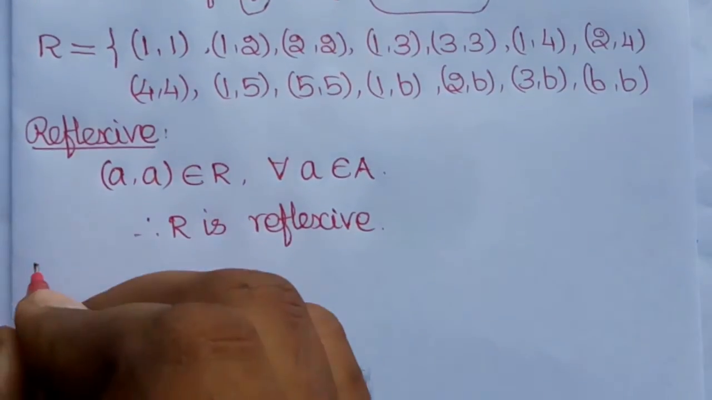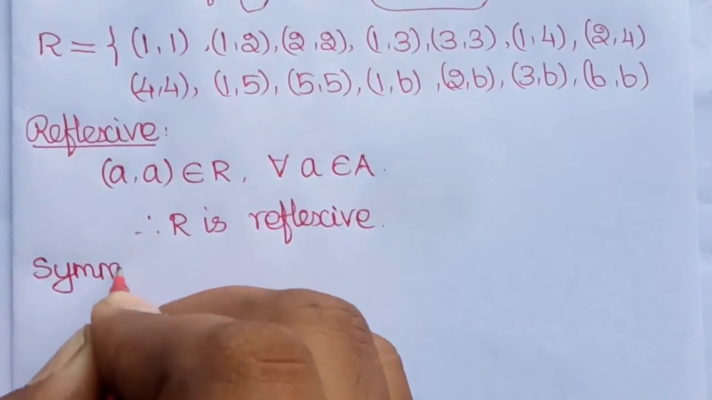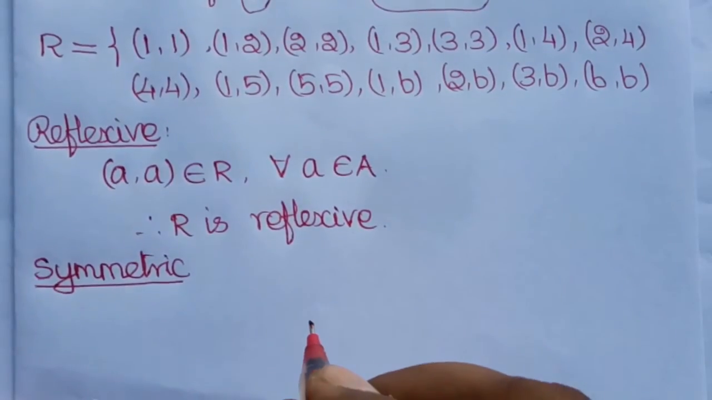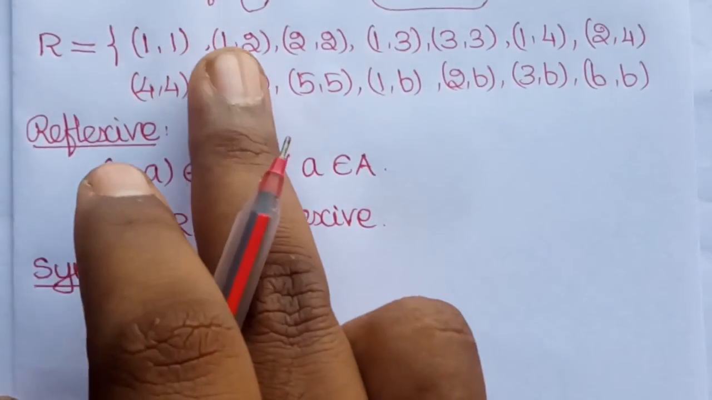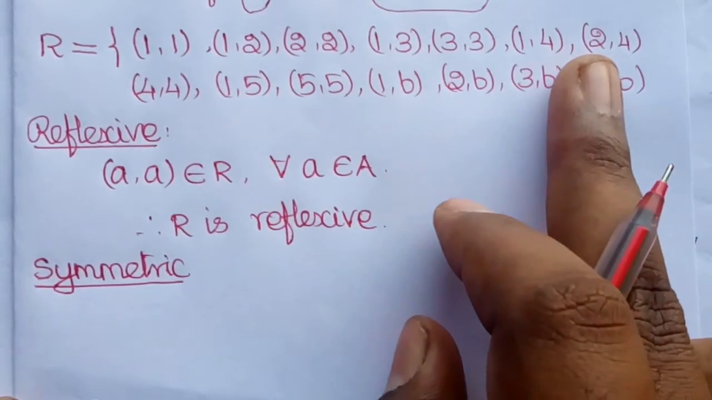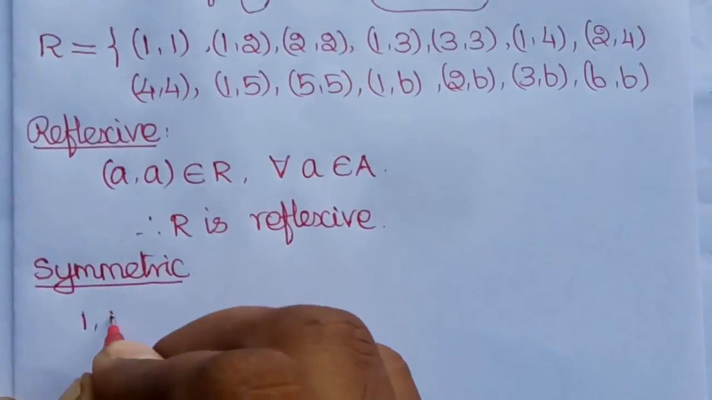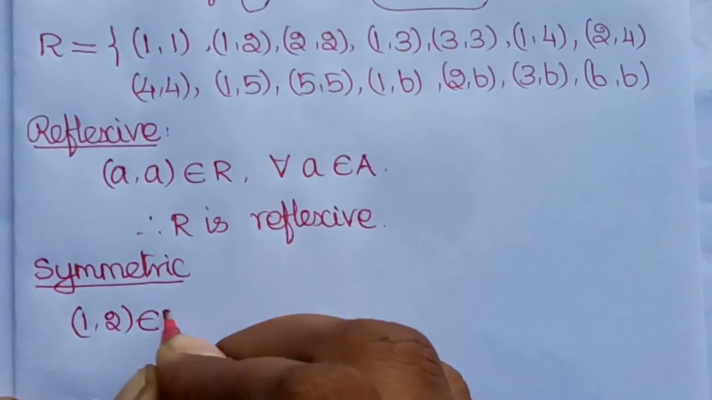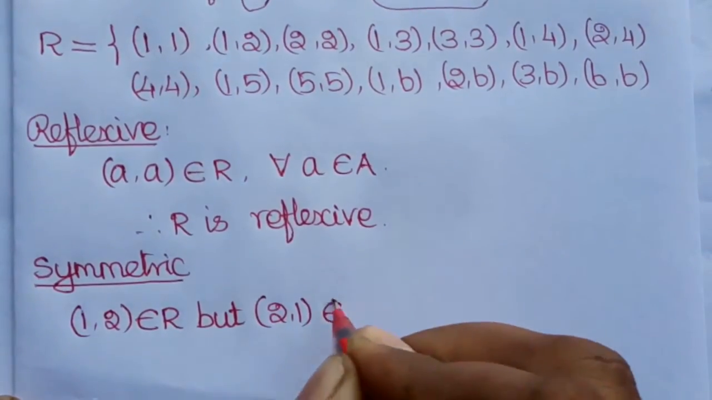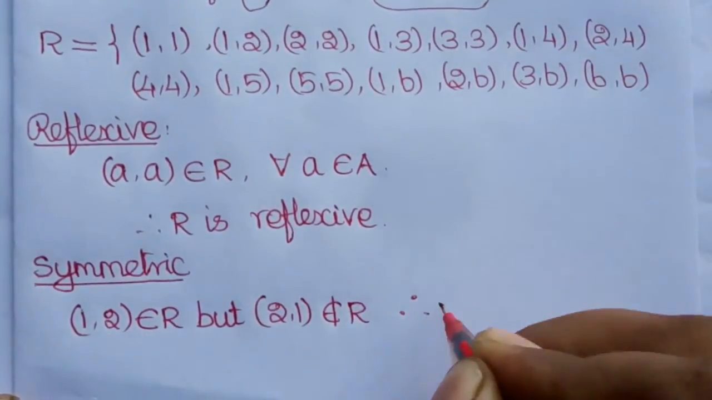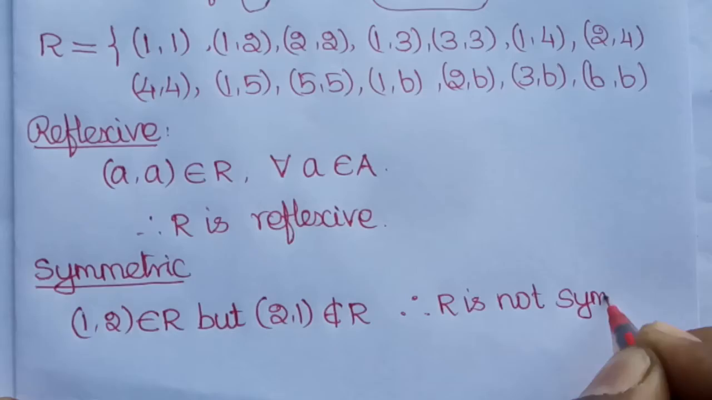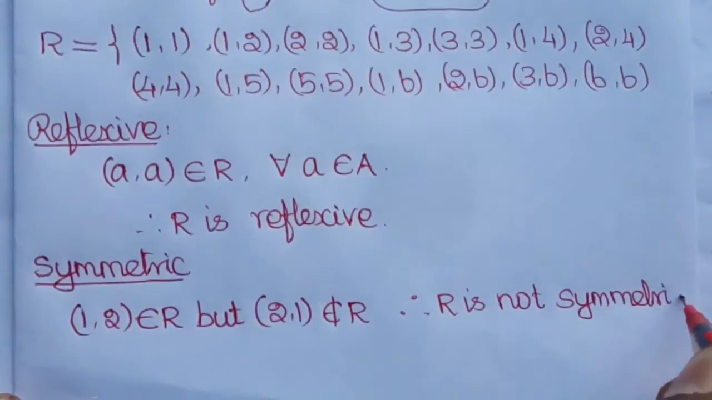The next condition is symmetry. Now, is the relation symmetric or not? Symmetric means the reverse pair is also there. Here (1, 2) is there, but (2, 1) is not there. So (1, 2) belongs to R, but (2, 1) does not belong to R. Therefore R is not symmetric.